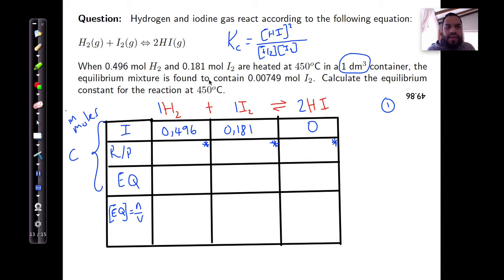Okay, now they tell us when the system reaches equilibrium, that means you go to your equilibrium column, and you can see that there's 0.00749 moles of I2 in the system. Okay, and that's all that we've been given so far. Now for you to fill this in, you'll get some marks. And by the way, this is worth 9 marks in an examination. That is roughly 6%, I think. Yeah, 6% of a matric final examination.